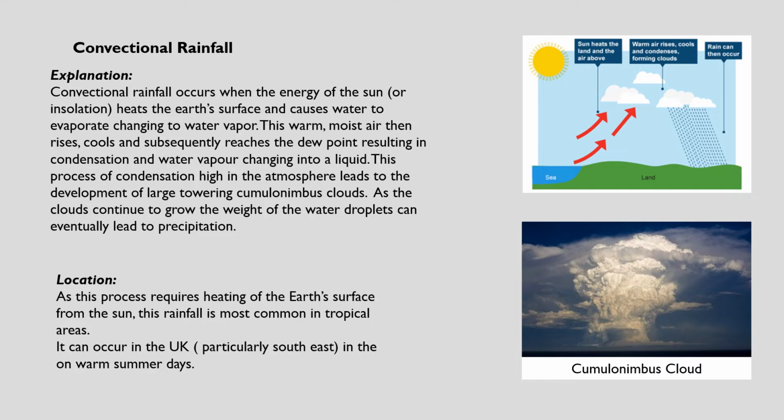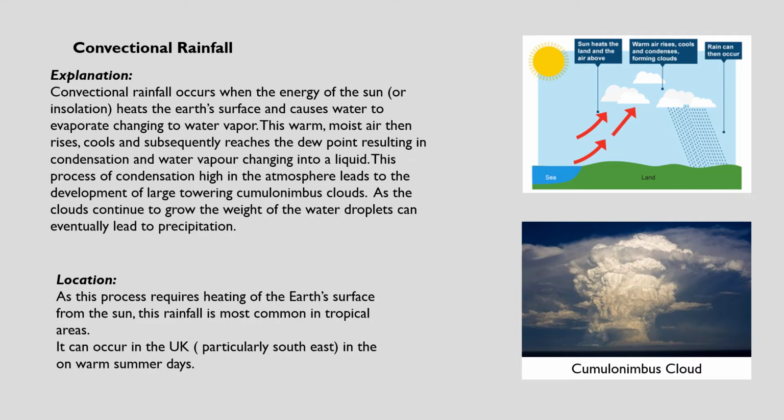For convectional rainfall, it occurs due to the process of convection, as the name suggests. So it occurs when the energy of the sun or incoming solar radiation, so insolation, heats the Earth's surface and causes water to evaporate, changing to water vapour. So as the Earth's surface is warmed, any water on the surface is going to evaporate.